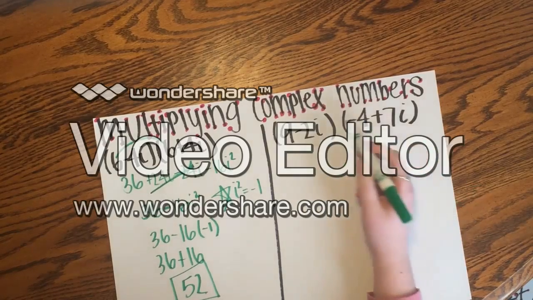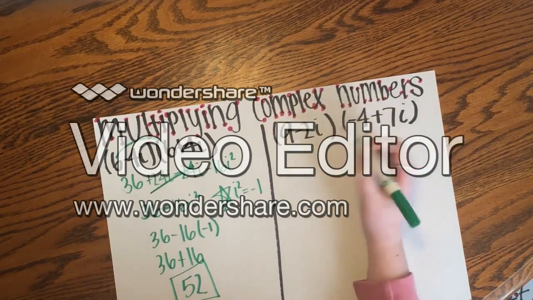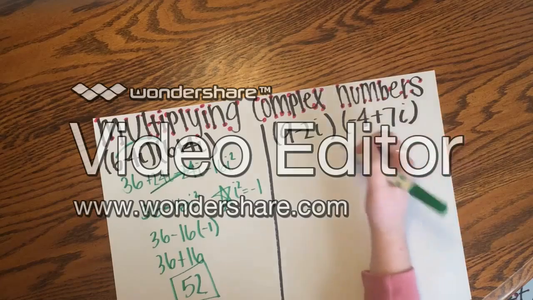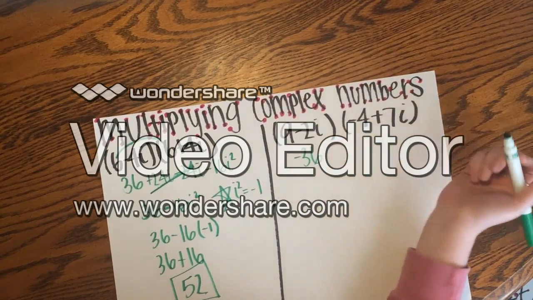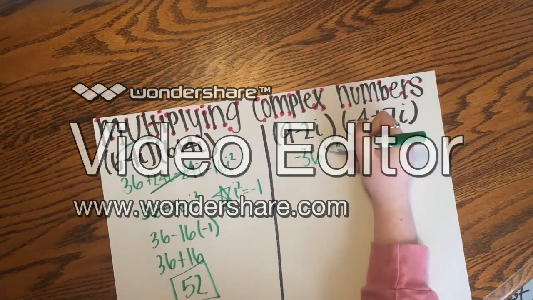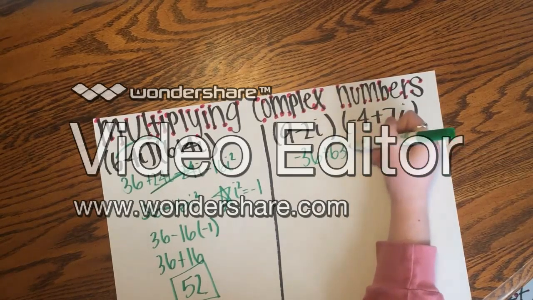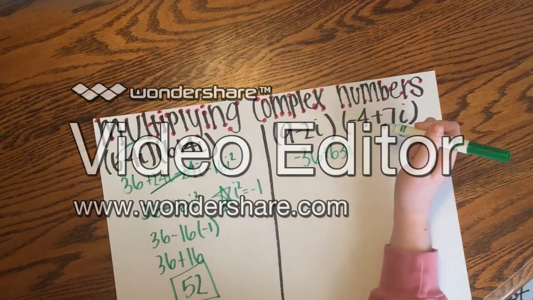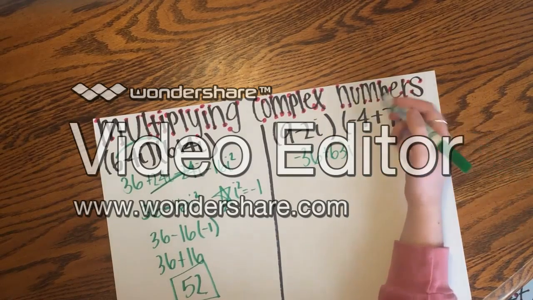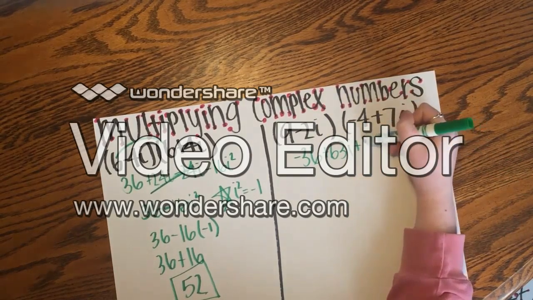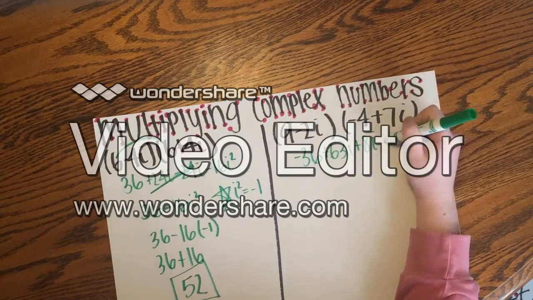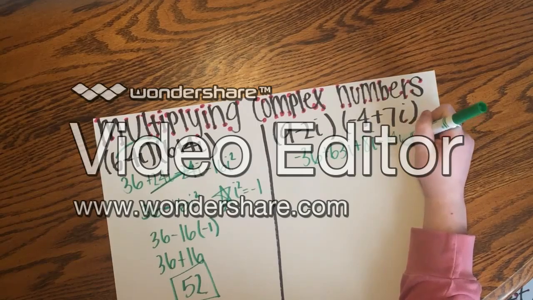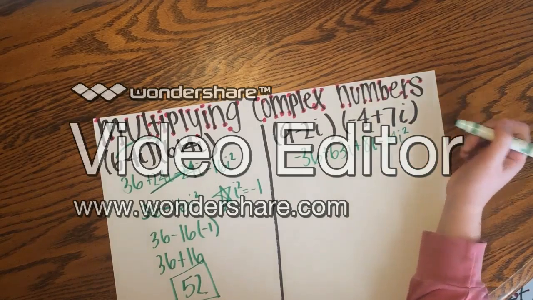Okay, so this one, same thing. We're going to do first, inner, outer, last. So 9 times negative 4 gives us a negative 36. 9 times 7i gives us a 63i. And then negative 2i times negative 4 gives us a positive 8i. Then negative 2i times 7i gives us a negative 14i squared.